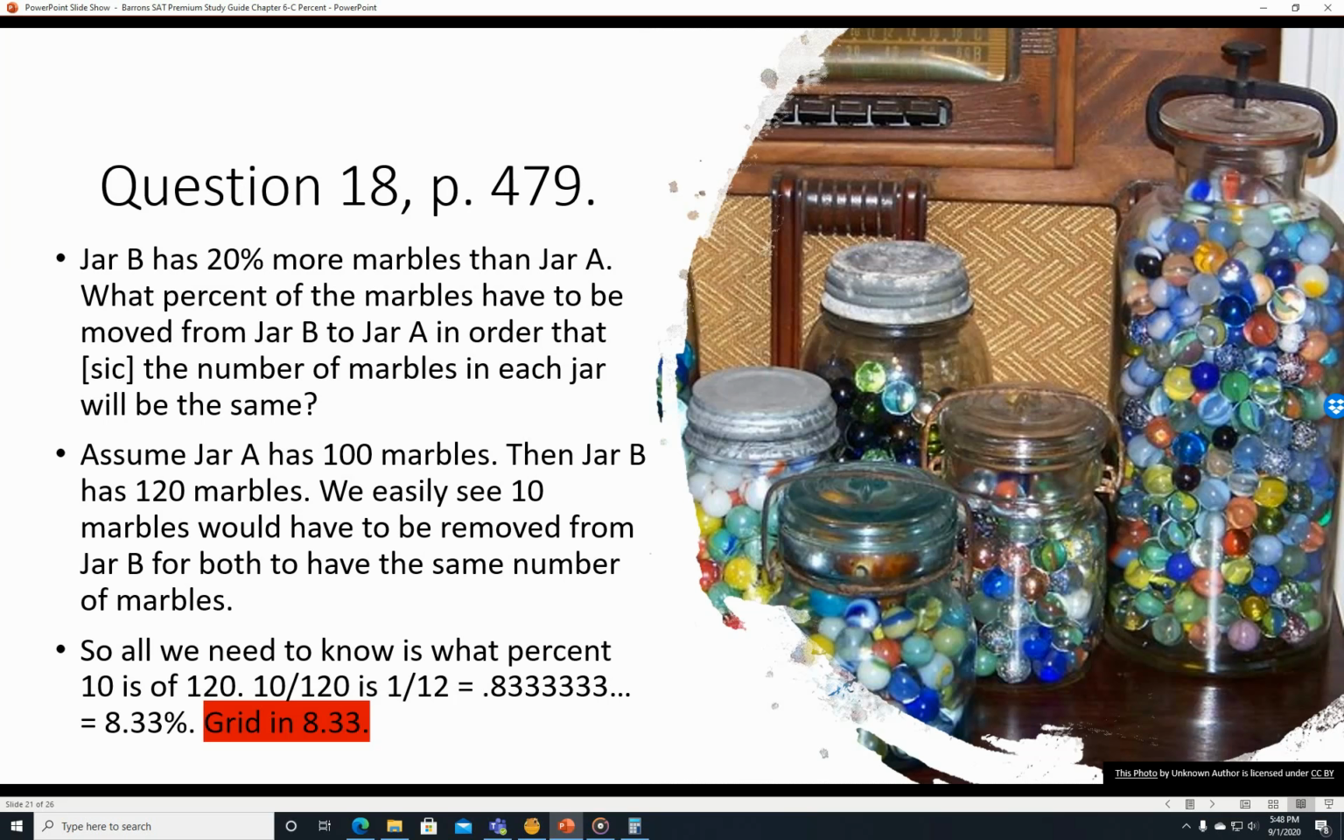So let's assume that jar A has 100 marbles. You could even draw a little drawing if you want, of a little jar and 2 little jars. And so if jar A has 100 marbles, then jar B must have 120 marbles, 20% of 100. Hey, it's almost like I picked a really easy to use number, like 100 with a percentage. So we can easily see that 10 marbles would have to be removed from jar B for them to both have the same number of marbles. You take 10 out, put the 10 in jar A. Woo, jar A and jar B both have 110 marbles.